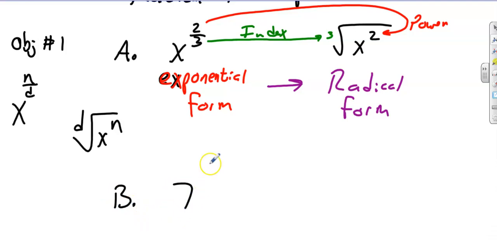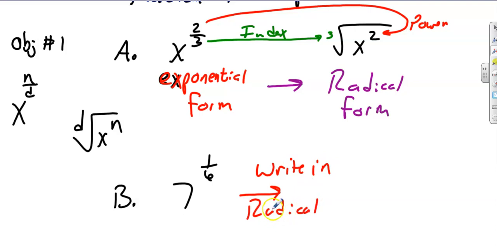So if you have 7 to the 1/6 power, and they ask you to rewrite this one in radical form, your base here will stay the same, so the 7 is here. That 6 becomes the index. And if it's 7 to the first power, you don't really need the 1 in that case. So if it's 7 to the first power, you can just leave that 1 off and just make it the 6th root of 7.